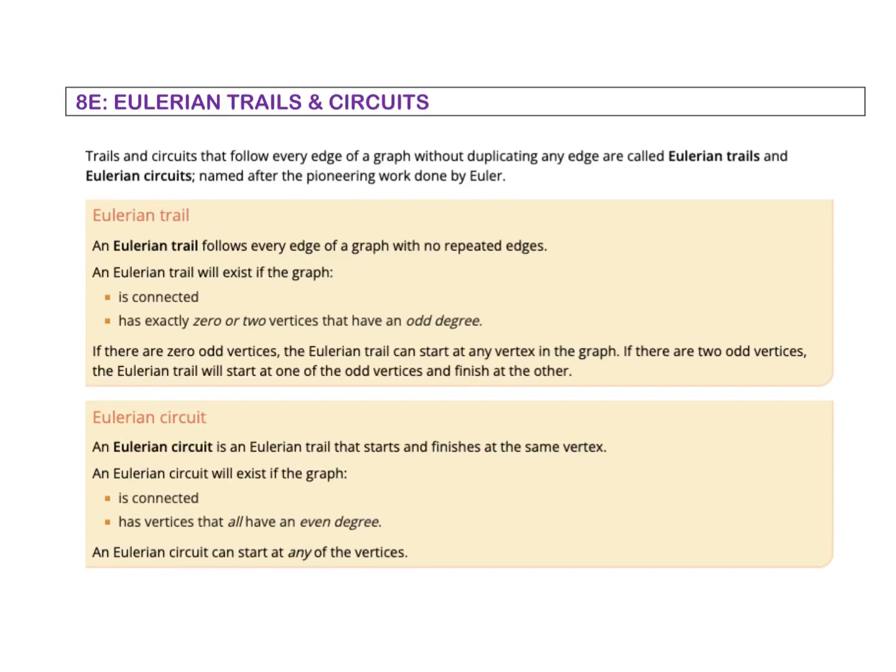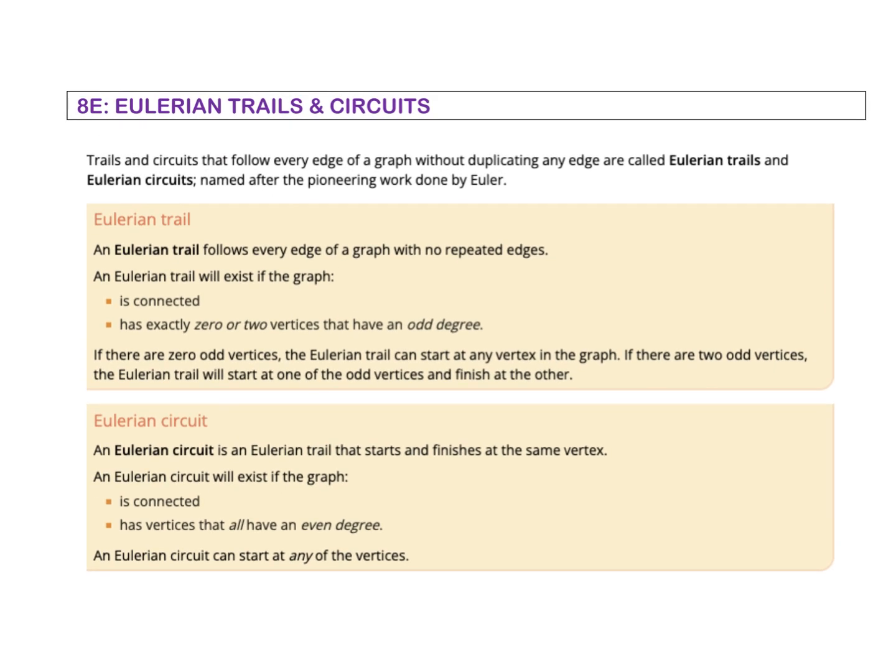Okay, so today we're going to look at Eulerian trails and circuits. Remember, this one begins with the E. The one that begins with the E is the one that has restrictions with the edges. So a trail and a circuit that follows every edge in a graph.